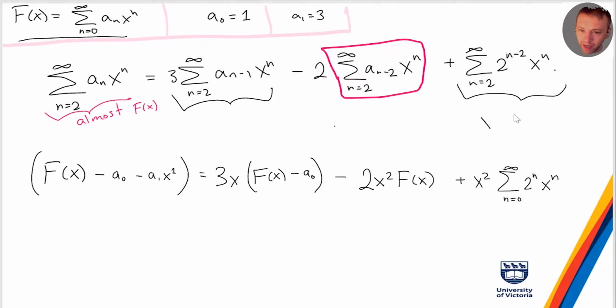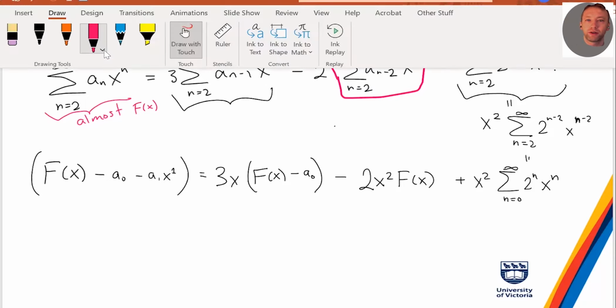So kind of as an intermediate step, this is equal to x squared times the sum from n equals 2 to infinity of 2 to the n minus 2 x to the n minus 2. If you want to change the index, if I plug in n equals 2, I get 0 in the exponent, so it should really start at 0. So can anyone tell me what this is?